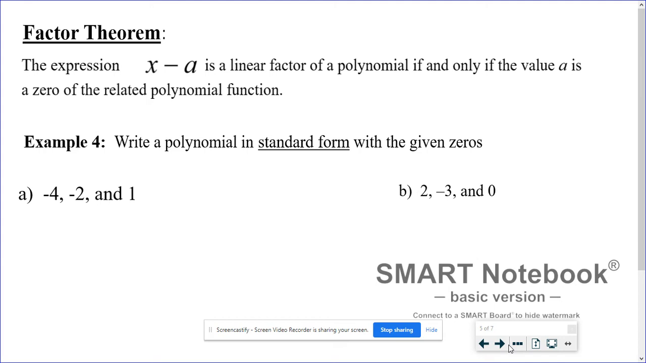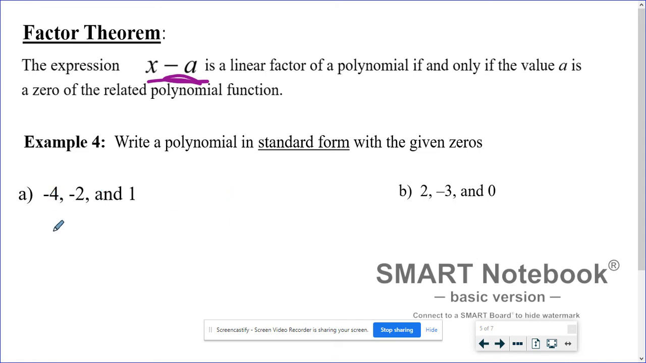The factor theorem. Now we're going to be working in reverse. We have the zeros. What is the polynomial in standard form? So basically the exact opposite of what we just did in example 3. The expression x minus a is a linear factor of a polynomial if and only if the value of a is a 0 of the related polynomial function. So now I have the zeros. What this theorem is telling me is x minus a, or x minus each of these zeros, are the factors that the zeros came from.